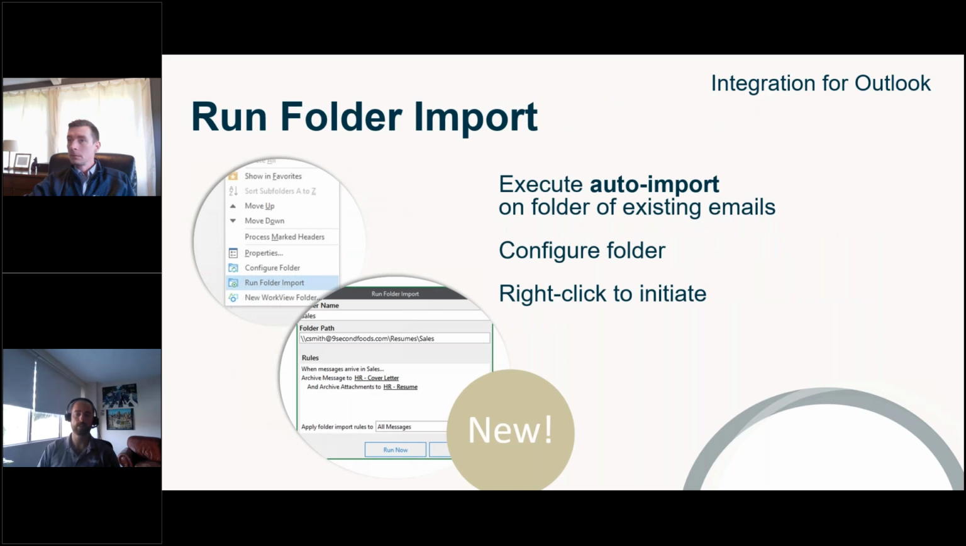And then the next is the ability to auto import on a folder of existing emails, almost like a mini backfile migration. Configure folder rules, and then right-click to initiate processing and import of the emails and attachments into OnBase. Process existing items in a configured folder. Previously only new items could be processed.